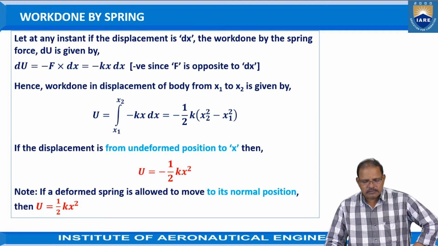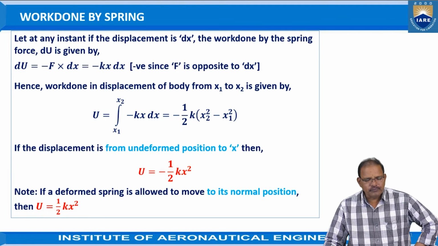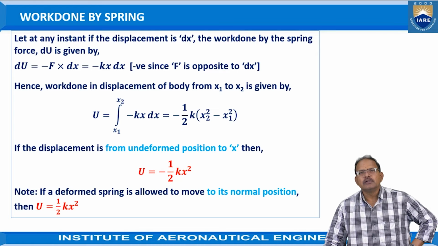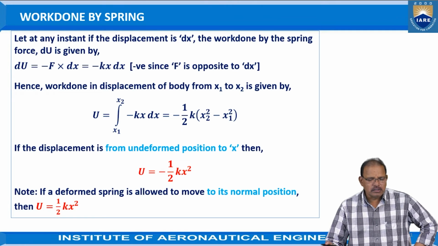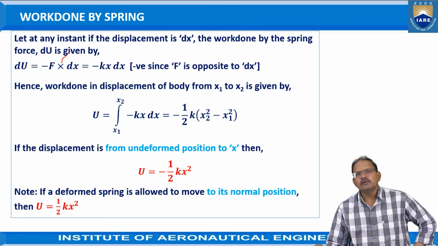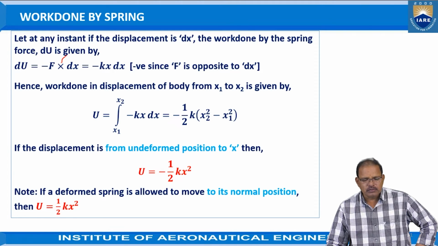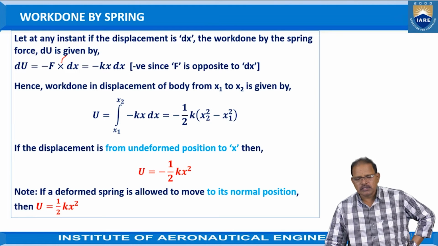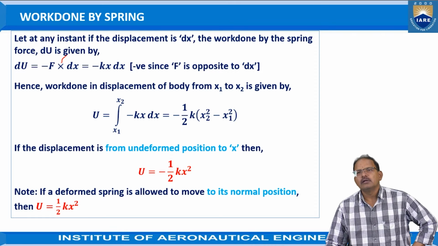Now, the work done by the spring is given as follows. At any instant, the displacement is dx. The work done by the spring force F, that is the internal potential energy stored, which is equivalent to the work done, is equal to minus F into dx, where F is equal to minus kx, into dx. A negative force is nothing but a force in the opposite direction to dx.